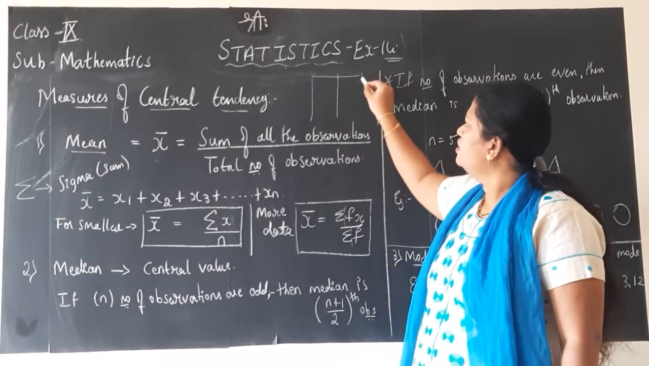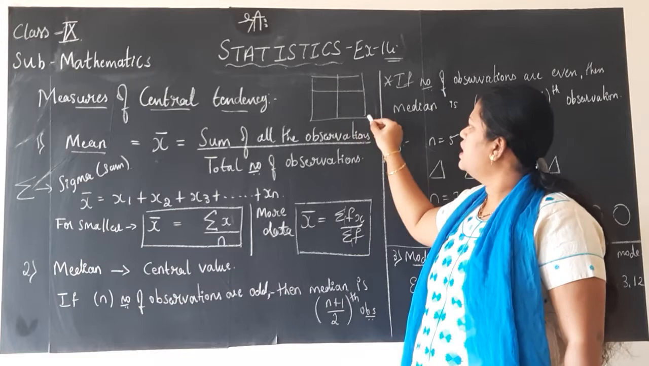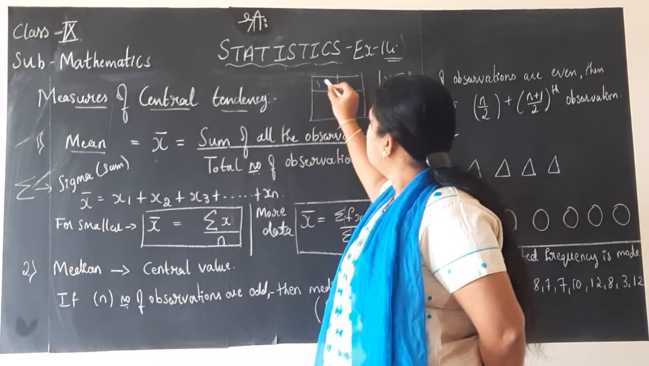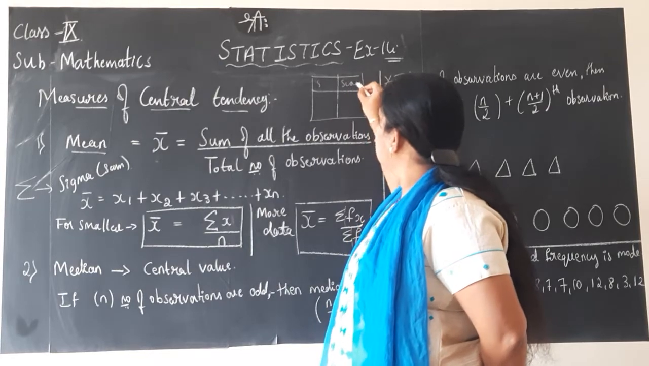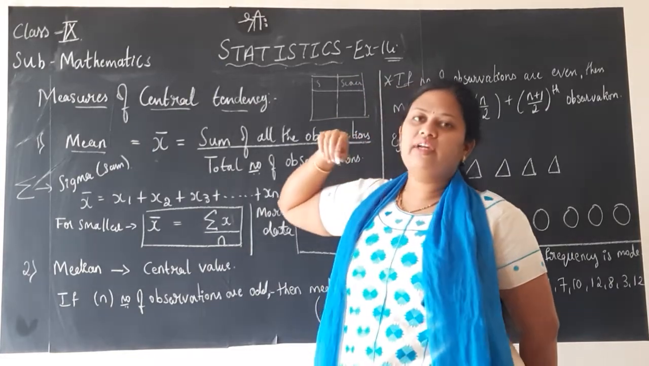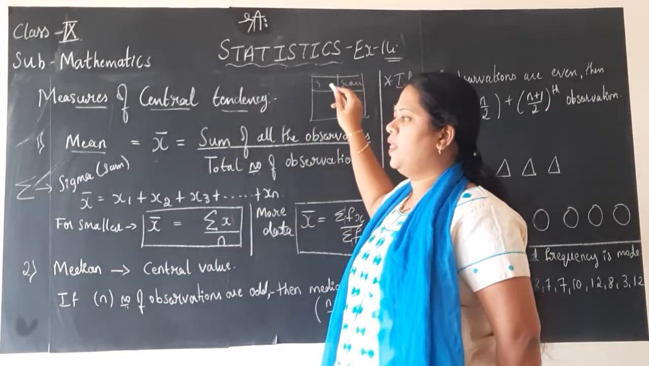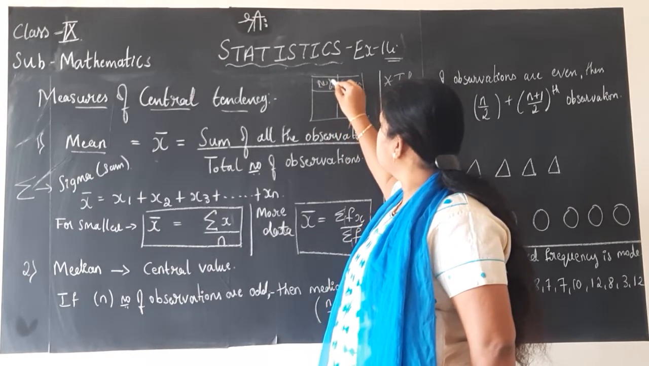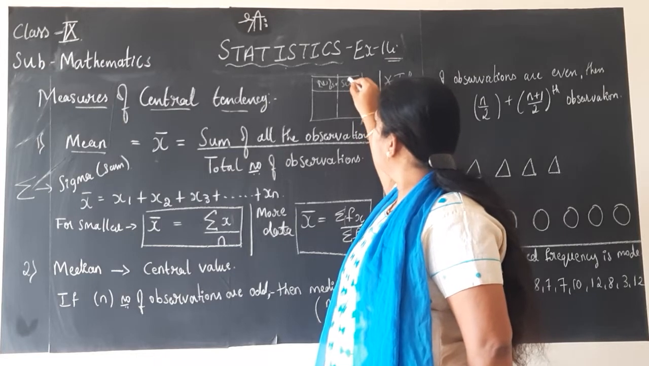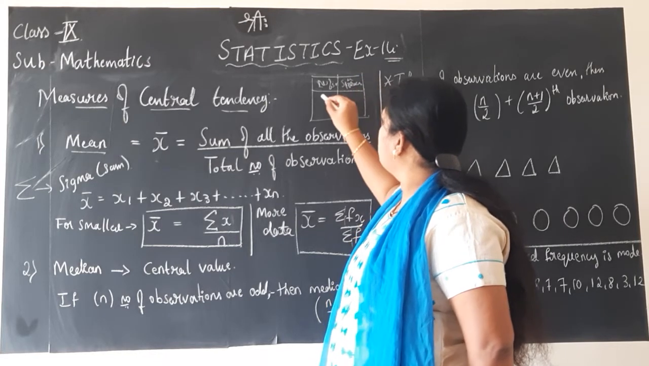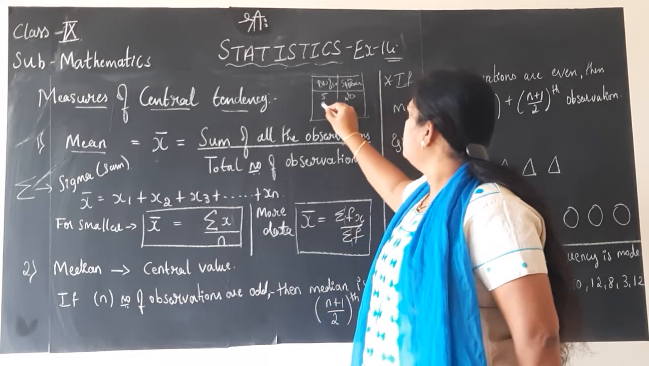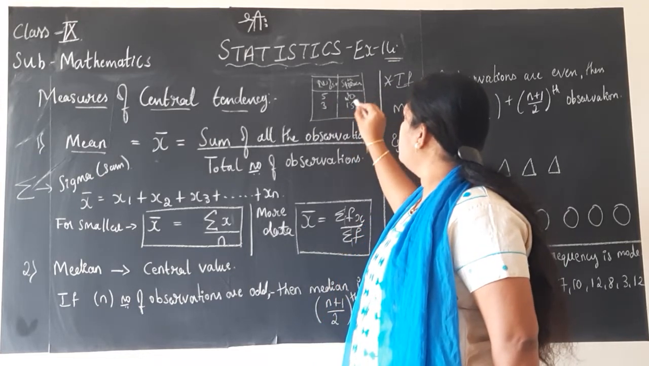For example, the scores of some 5 students are given. So 5 students have scored 20 marks, 3 students have scored 15 marks, 2 students have scored 10 marks.